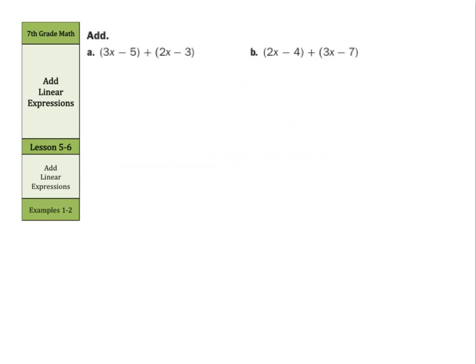So the first one, 3x minus 5 plus 2x minus 3, let's try using algebra tiles. Let's try using models. So our 3x is 1, 2, 3 x's. Our minus 5 we can just write as negative 1, negative 1, negative 1, negative 1, negative 1. Then plus another 2 x's, so 1, 2 x's.